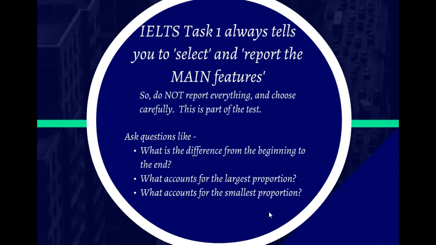IELTS Task 1 always tells you to select and report the main features. Do not try to report everything. You have to choose carefully. The choices you make, this selection that you do, is part of the test. So ask questions like, what is the difference from the beginning to the end? What accounts for the largest proportion? And what accounts for the smallest proportion? So you're looking for main features, not everything.